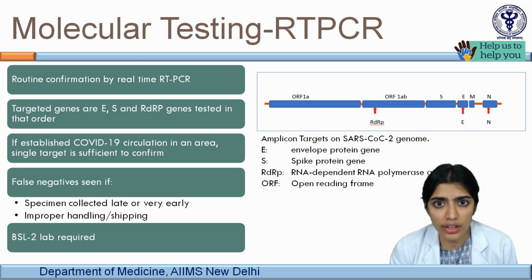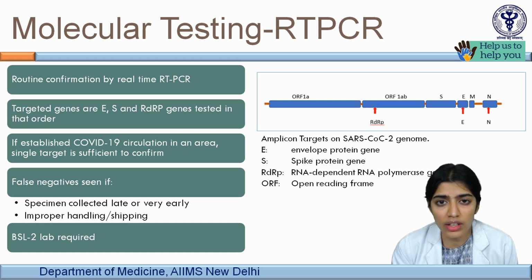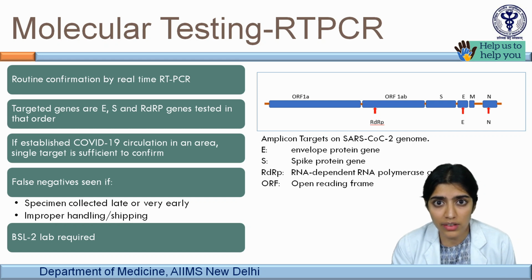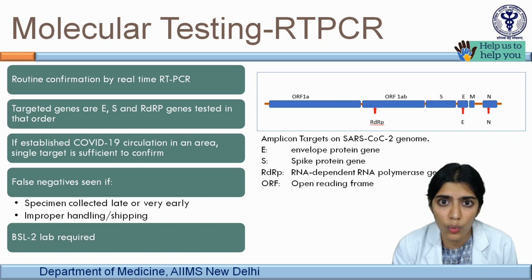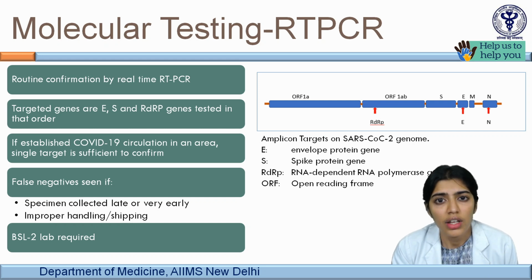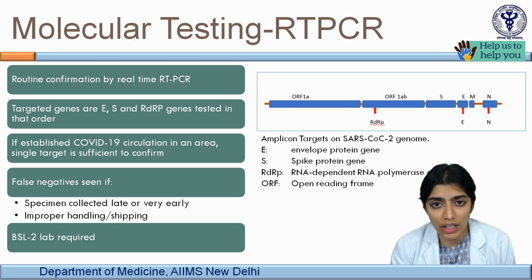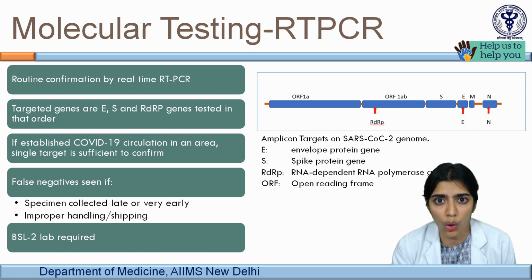So how accurate are these tests? We do see false negatives if the sample is taken very early into the illness, when the virological load may not be sufficient to give us a positive test. Also, if the samples are not packaged properly, if they are not taken properly or transported properly, then too we can get false negatives. It is important to remember that we need a minimum of a BSL-2 lab in order to process COVID-19 RT-PCR samples.